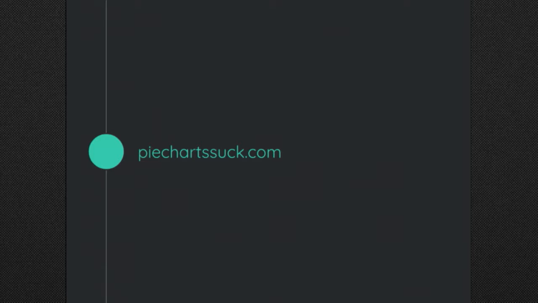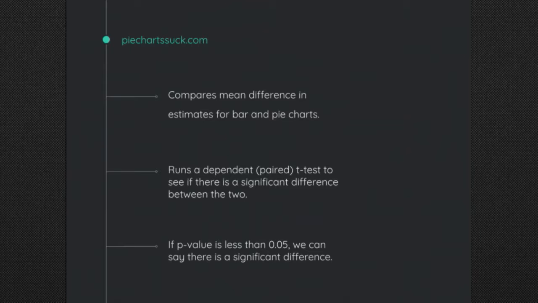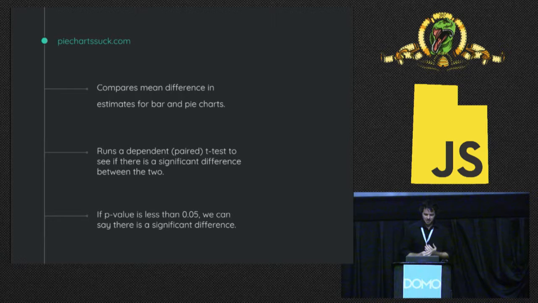All right, so basically how this is going to go is this app compares the mean difference in estimates for bar and pie charts. It runs a dependent t-test to see if there's a significant difference between the two. If the p-value is less than 0.05, we can say that there is a significant difference, right? If the pie charts just have awful guesses, bad enough, then my theory will be correct in that we are bad at visualizing pie charts.